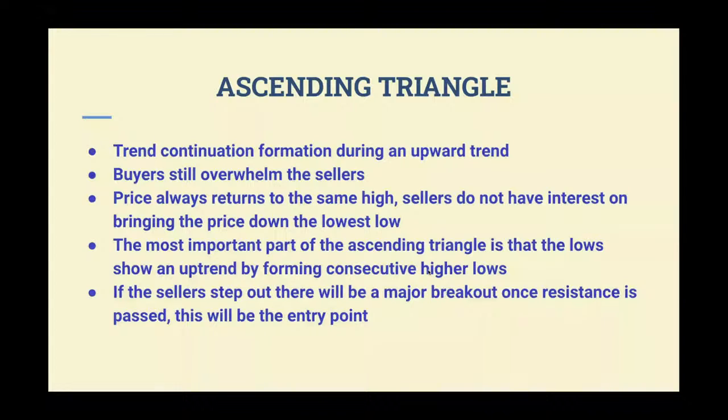An uptrend is usually formed by higher highs or higher lows. In our case, we're going to have the same high before the breakout or the continuation, but we're going to have higher lows. That means we're in an uptrend because we're forming consecutive higher lows. And as I said before, if the sellers step out, there will be a major breakout once resistance is passed. This will be the entry point for long, I forgot to put here, in the case of options, for calls.